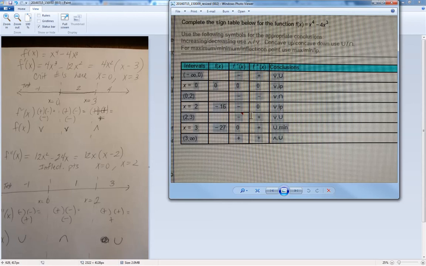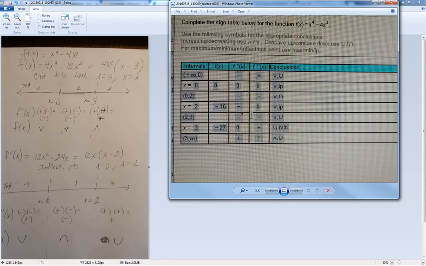I took the derivative up here. The derivative of the first derivative is called the second derivative. And I have the second derivative is 12x squared minus 24x. Well, I went ahead and factored it because that's pretty easy for me to plug in my test points. So if you factor it, we've got 12x times the quantity x minus 2.